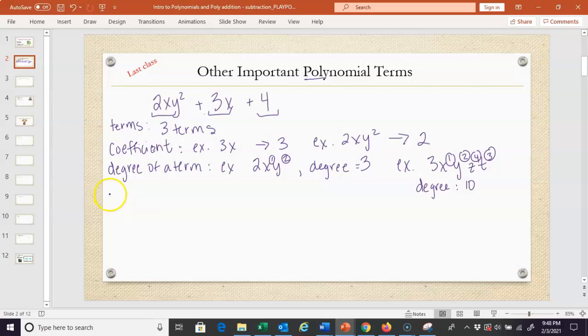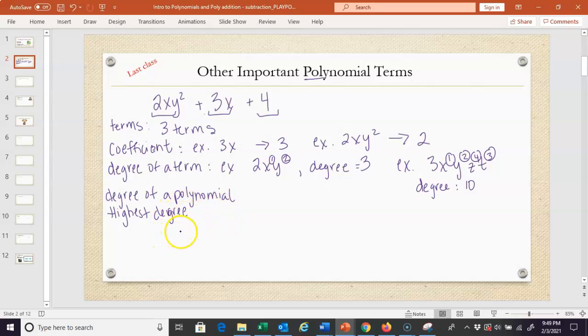So then we have something called the degree of a polynomial, the degree of the whole thing. So you can find the degree of each term, and then you can also find the degree of the whole thing. The degree of the whole thing is the highest degree. It's the term with the highest degree.